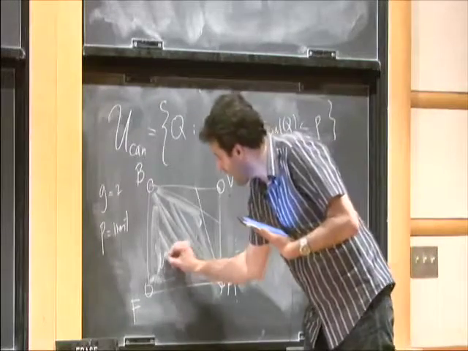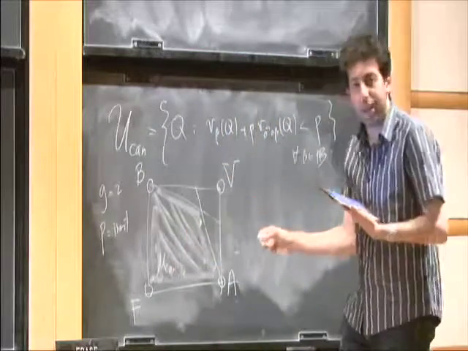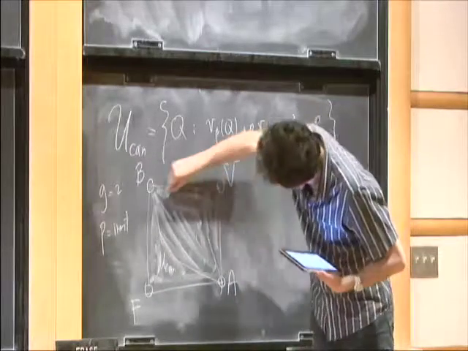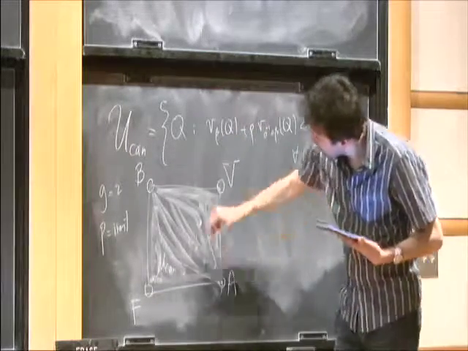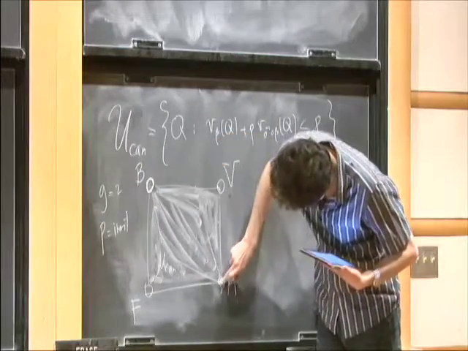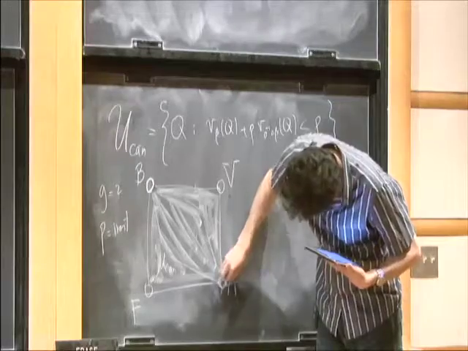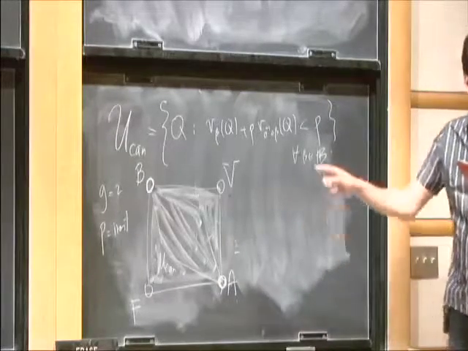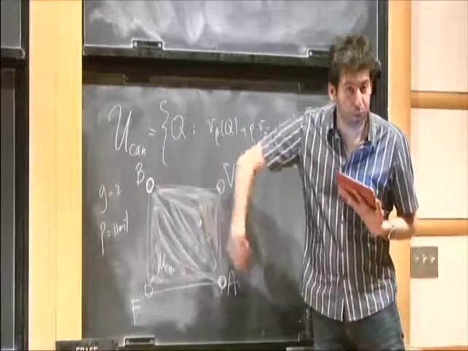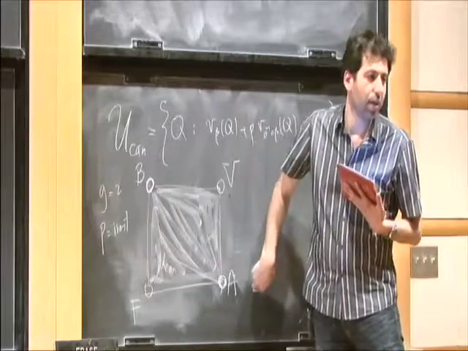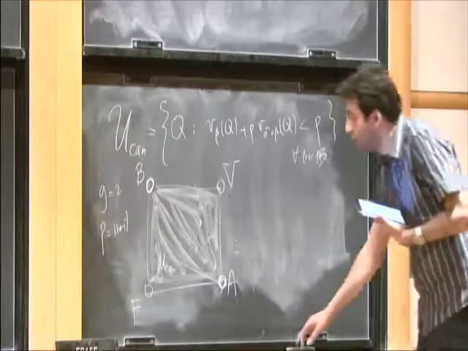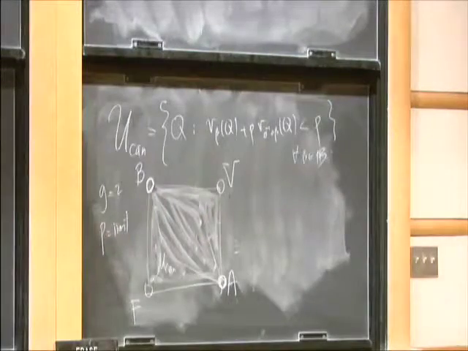Now, if I take U can and flip it with W and take the union, in this case I'm going to get everything but these two, A and B. So the union of those two is going to miss exactly, in this case, the tube of B and the tube of A. In general, it's even smaller. This is special. So that's the problem.